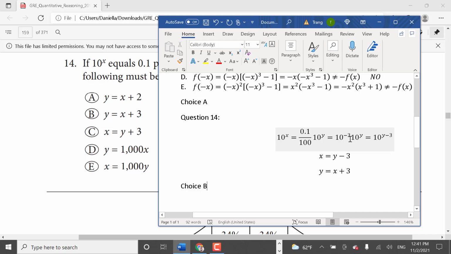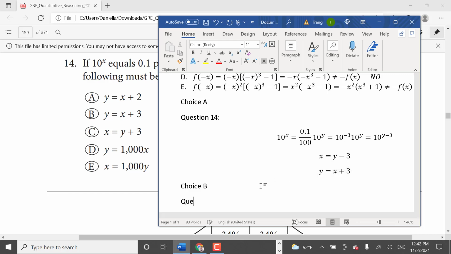exponential functions with the same base. So we have to combine the exponents and keep the same base. So we get y minus 3 at the exponent. And from here, since we have 10 to the x is equal to 10 to the y minus 3, these two are exponential functions with the same base. So when they are equal, the exponents should be equal. So x is equal to y minus 3. And rewriting y in terms of x, we get y is equal to x plus 3. And this is choice B.